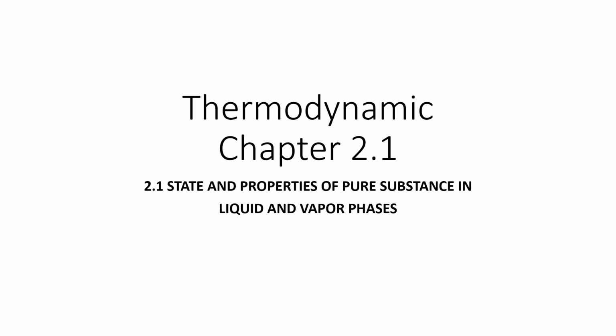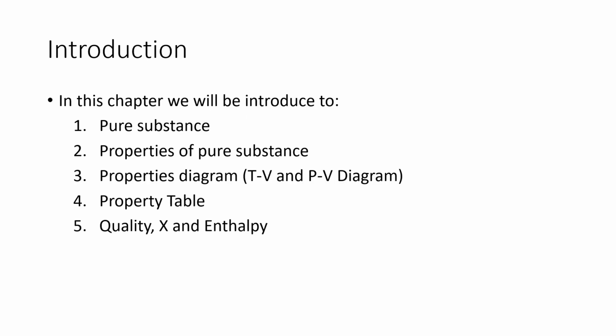Today we will continue our chapter on thermodynamics. Now we will be looking at chapter 2.1 on state of pure substance in liquid and vapor. Inshallah, today in this chapter we'll be looking at a few topics, which are the definition of pure substance and its properties. We will look at property diagrams, which are the TV and PV diagrams, property tables, and lastly we'll be looking at quality, which is X, and enthalpy.